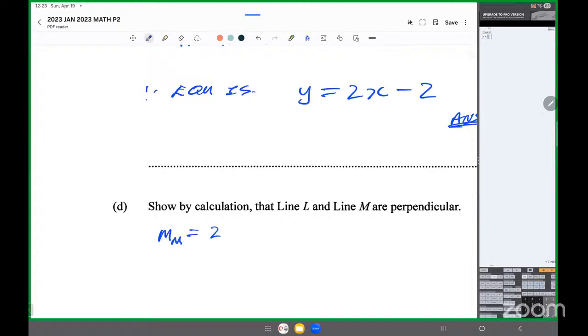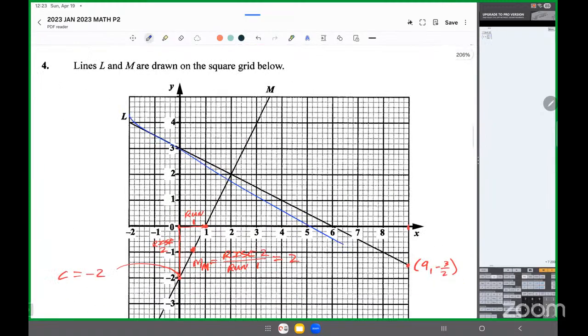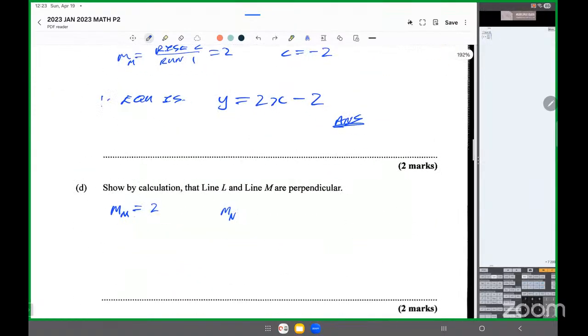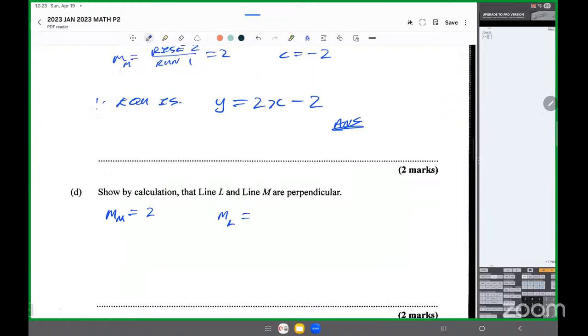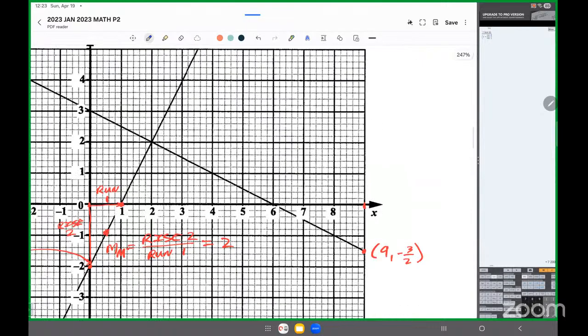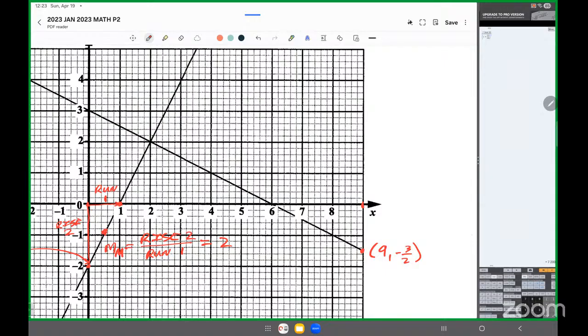We're going to work on the gradient of line L. This one is line L, not N. L is the next one. Let's go on the graph and count out the gradient of line L. I can use any 2 points. Let's say we're using these 2 points, this to this. That to that. This way.